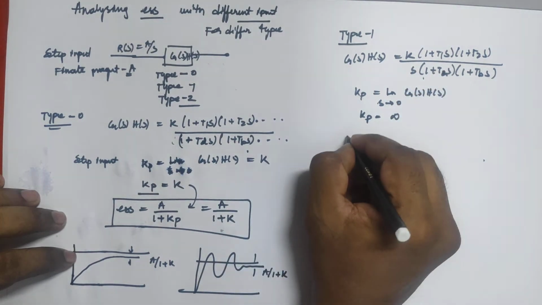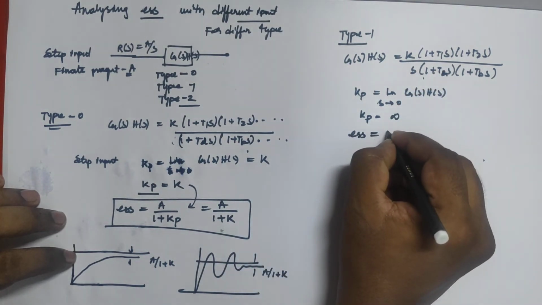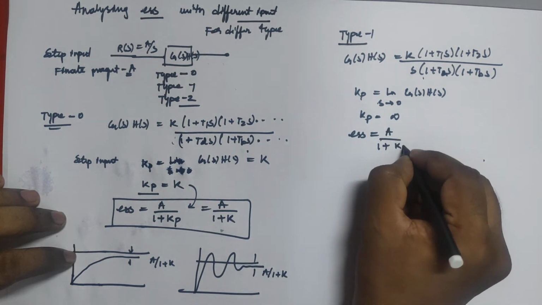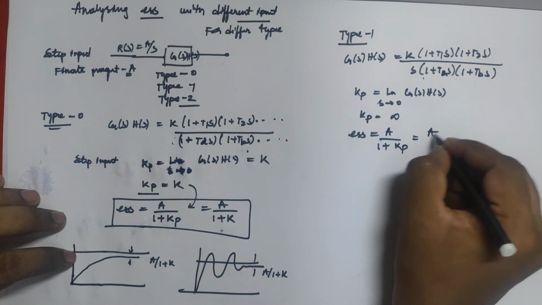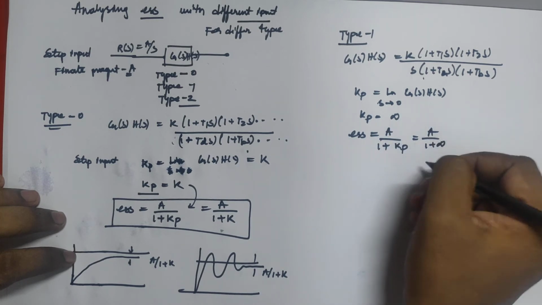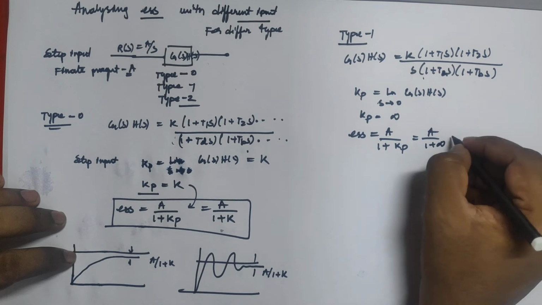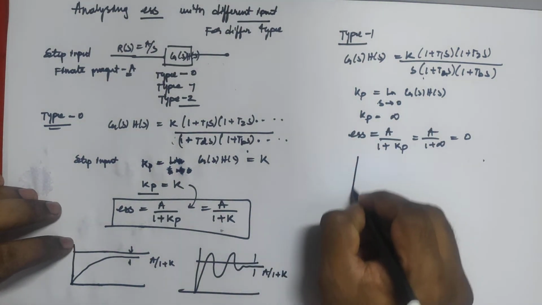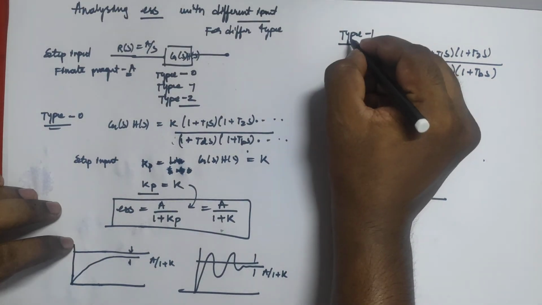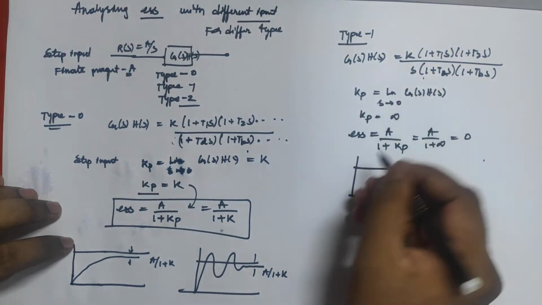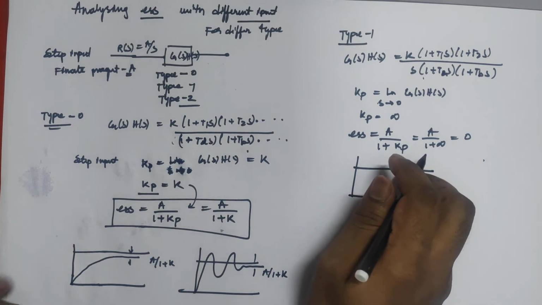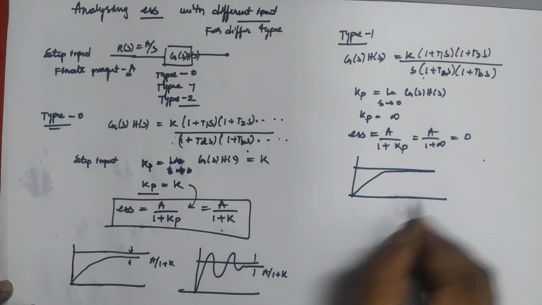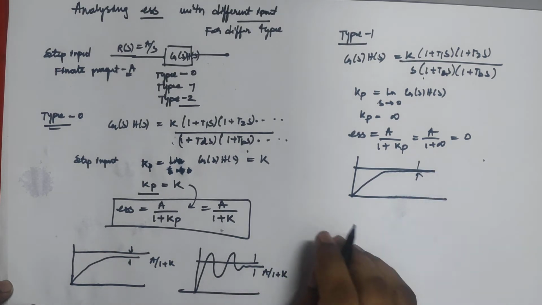If my Kp is infinite, what is the steady state error I'm getting? A by 1 plus Kp. So substitute Kp here, A by 1 plus infinite. 1 plus infinite is also infinite, so A by infinite is equal to 0. So the steady state error is 0. It means if the input is a step input, for the type 1 system, I will get no error.